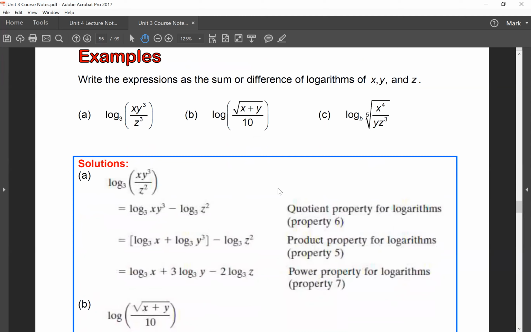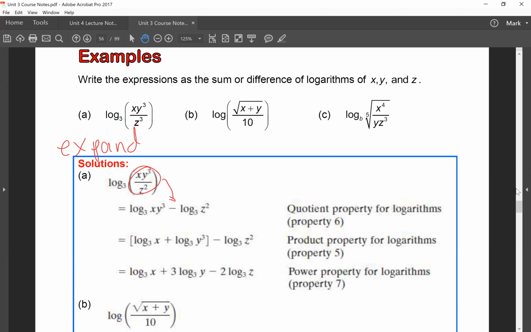Okay, so step number 1. These numbers are divided. The first thing I can do when I look at this is separate this as a subtraction. So this would be log xy cubed minus log z squared. I didn't change any numbers. I didn't mess with any exponents. All I did was turn this into subtraction. Okay, there's still more work to be done here. What this question is asking you to do, by the way, is expand. Make this as big as possible, which is not normally what we do in math, but it is good practice.